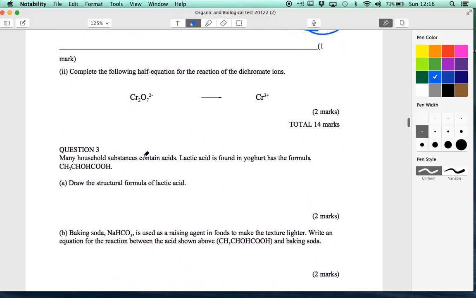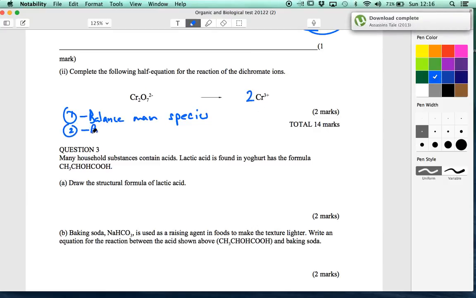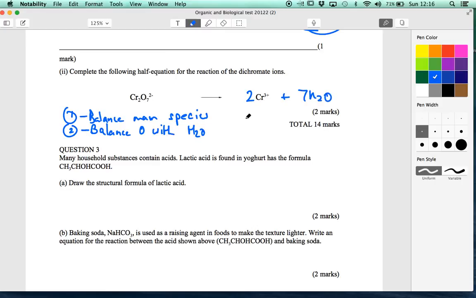All right, complete the following half equation for the reaction of dichromate ions. This is what you did last topic, a bit of revision. So how do we do it? 1, we balance the main species, which in this case here is the chromium. I have 2 on this side, so I need to put a 2 here. 2, we balance the oxygens with water. I have 7 oxygens, so I need 7 H2Os. 3, we balance hydrogen with H+. So again, I have 14 H+ on this side, so I need 14 H+ on this side.